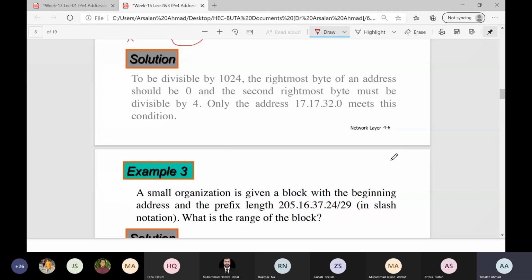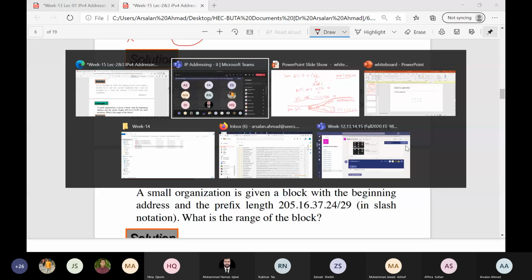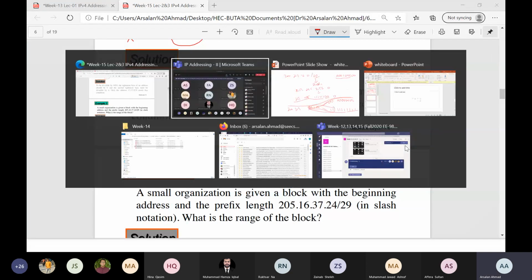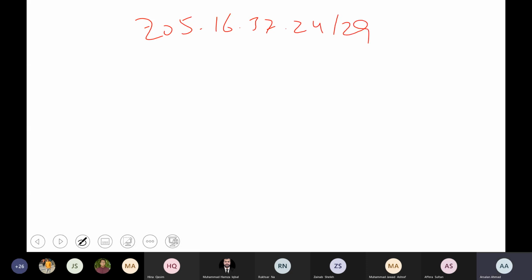Right, so this one, please go ahead and solve this one. A small organization is given a block with the beginning address and the prefix length this. What is the range of the block? Anyone? 205.16.37.24/29. So, range.